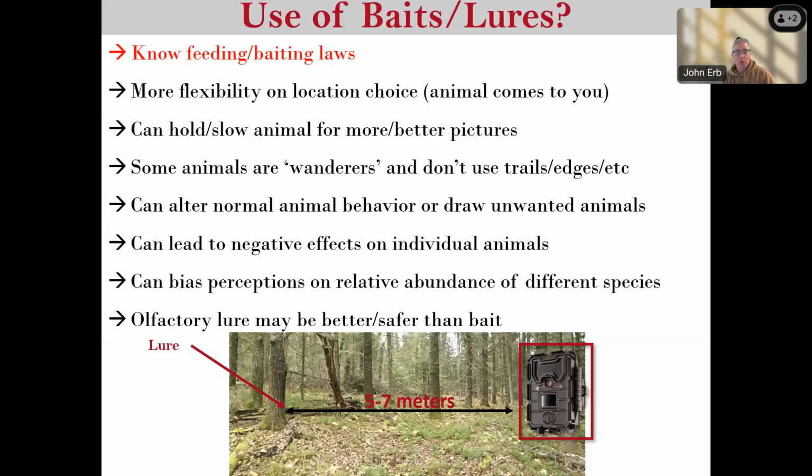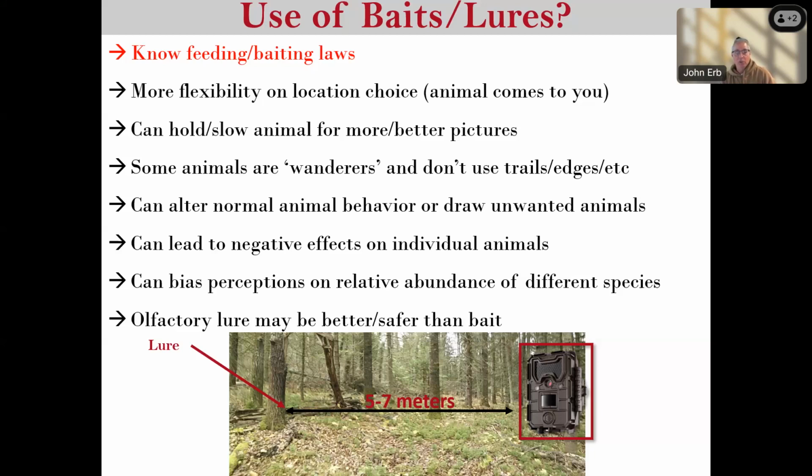The downside is that you can alter animal behavior, which is not something you often want to do. You can draw animals that you don't want, for example. Maybe you put a lure out and it draws in skunks that you really don't want your dog to run into. It can just draw them from somewhere they wouldn't normally go and expose them to more risk. So animals could die because they crossed a road to come to it, or could be killed by another predator that came there where they normally wouldn't have interacted.